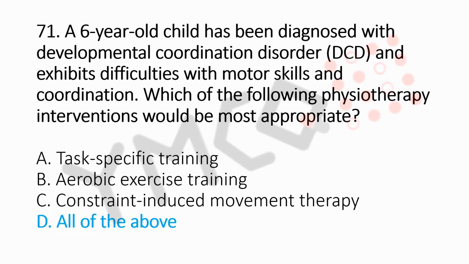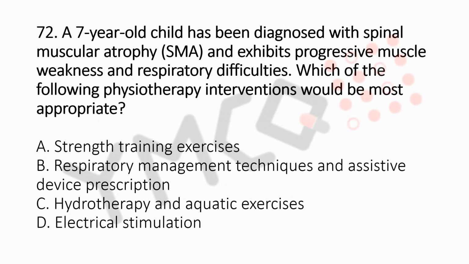Now let's move to question number 72. A 7-year-old child has been diagnosed with spinal muscular dystrophy and exhibits progressive muscle weakness and respiratory difficulties. Which of the following physiotherapy interventions would be the most appropriate? Option A. Strength training exercises.